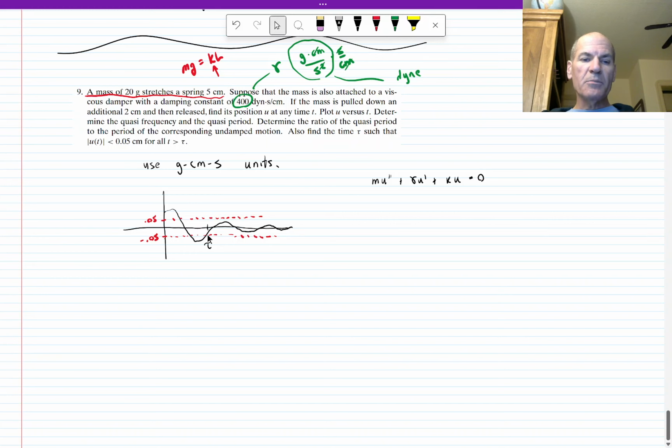So you want to find this point tau where the oscillation enters the plus or minus 0.05 range and stays there forever after. You can do this by looking at the plot and just estimating the correct tau value. You don't need to find it out to 16 decimal places. Just give an estimate. I hope this helps.